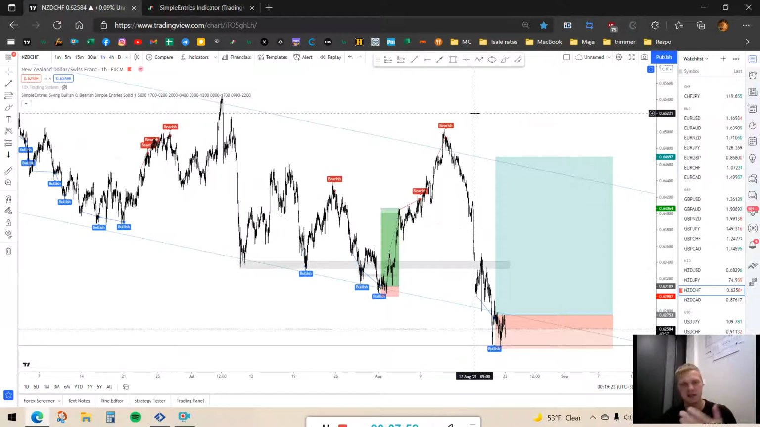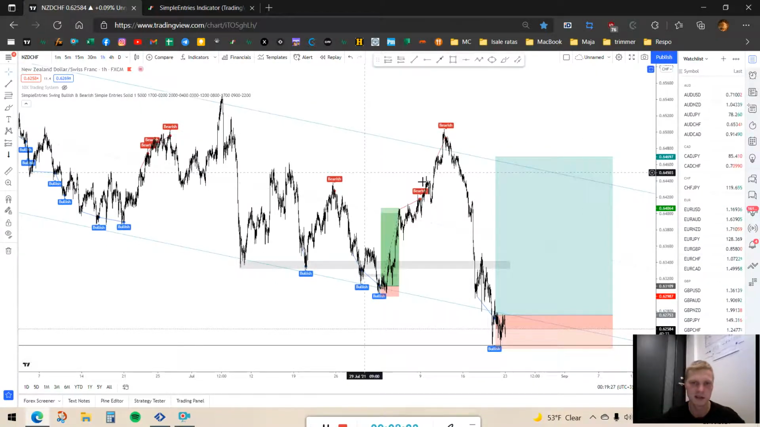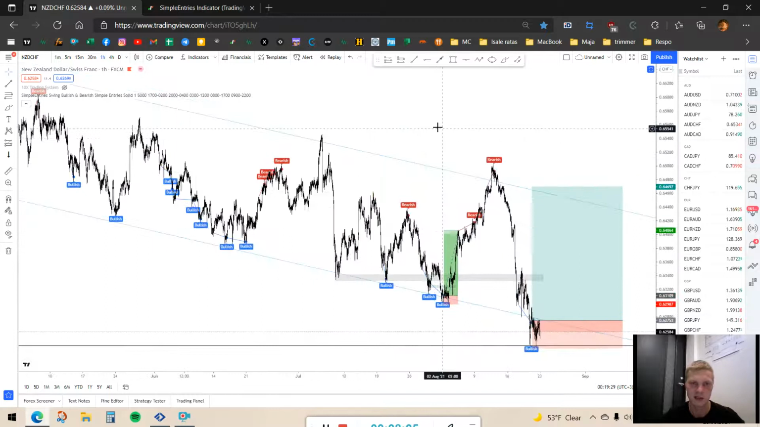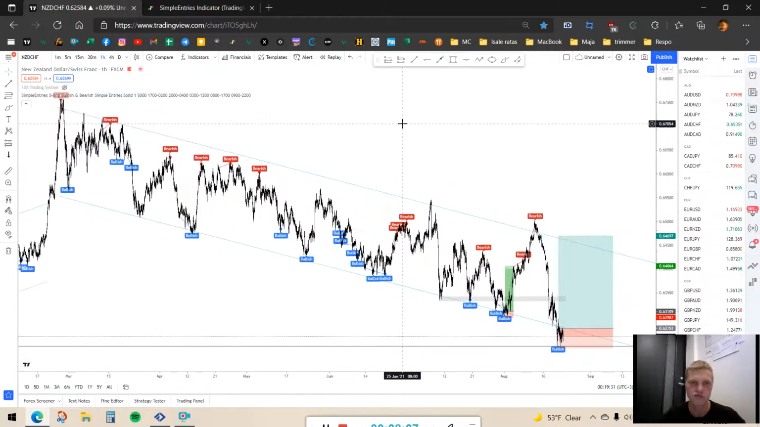But yeah, I'll go through some of these pairs. At first glance, after using it for five days, I think it's working. I think it's a pretty good indicator, because just looking at the 1 hour NZD CHF chart, there are definitely good signals to earn money from.